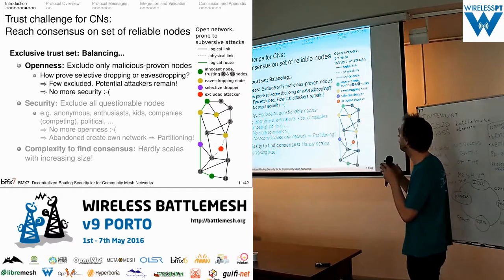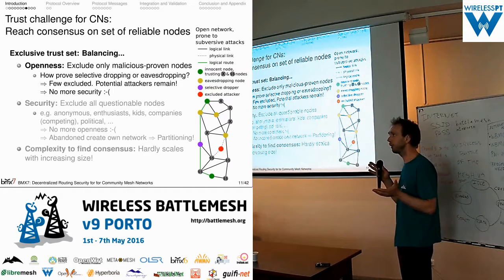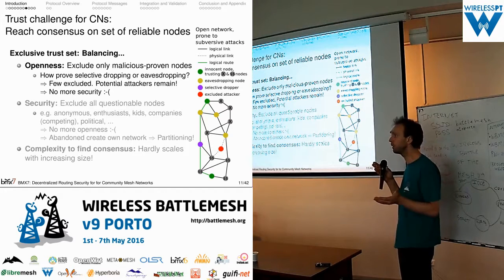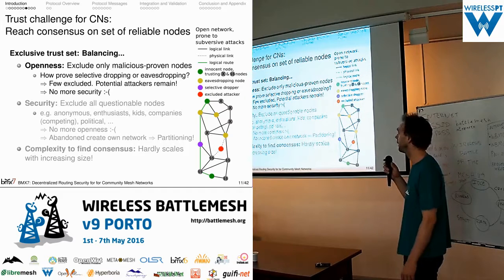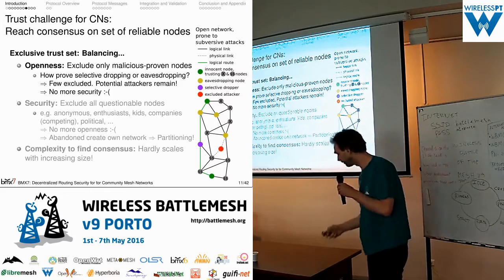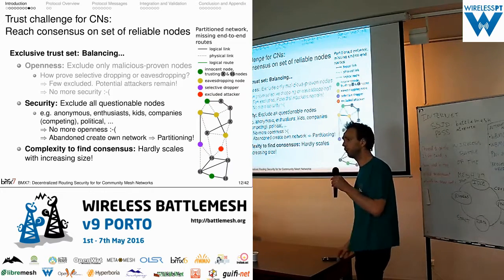If you opt for openness and you try to find a consensus, so you include everybody unless he has proven to be malicious, you end up in the end with a network which is not secure. And you can opt for the other direction towards security. So you exclude all questionable nodes.